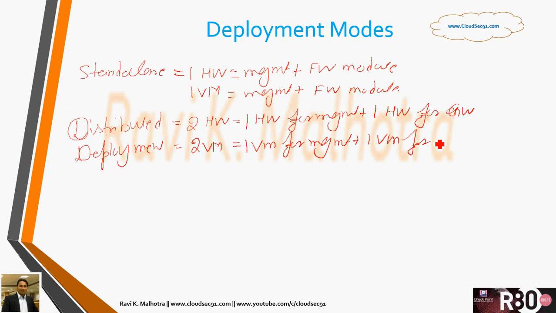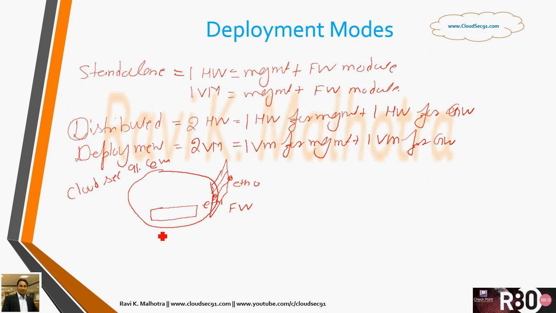So hypothetically, let's say there is an organization, cloudsec91.com, and that's the perimeter. Here they have a firewall. This is the external interface, and this is the internal interface. This is a firewall. Then this is a management appliance. This is a core switch. The core switch is connected to the management, and the core switch is also connected to the firewall.